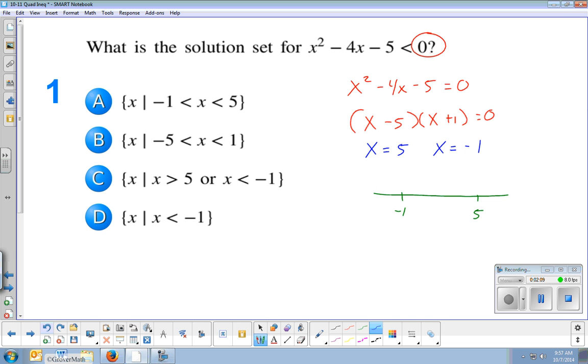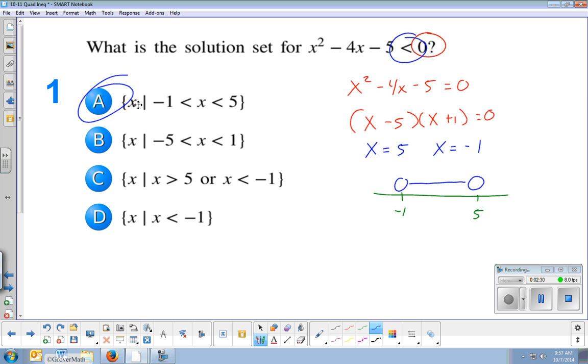And basically, if it's less than, it's going to be an in-between statement. So because it's a less than, we're going to do in between. And notice that these circles are open because we're not also equal to. If it were less than or equal to, I'd shade them in, but it's not, so I'm not. And so that's my answer there: x is between negative 1 and 5.